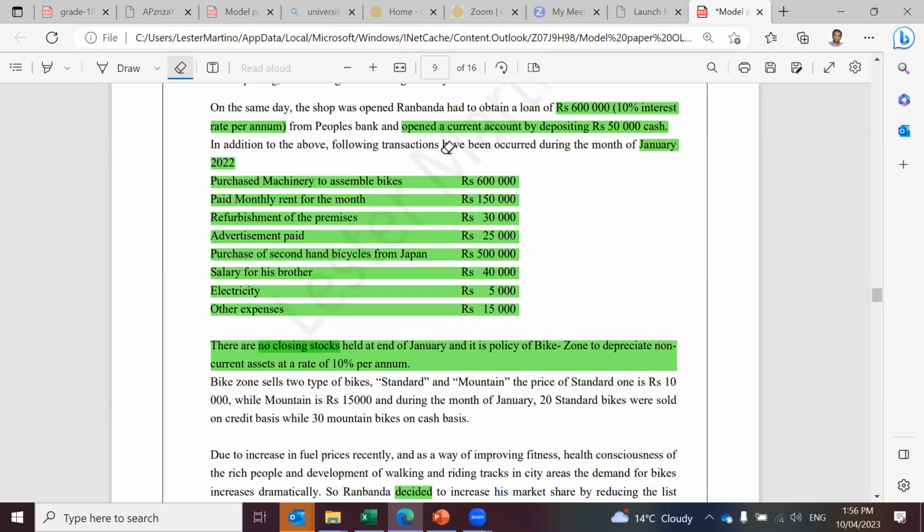Here it says the following transactions occurred. That means they paid. So this has not occurred, which means you need to accrue this. You need to record this as an expense in profit or loss. You cannot record this in the cash book. Why? Because you didn't pay. If you didn't pay, it won't go to your cash book credit side. Understood?